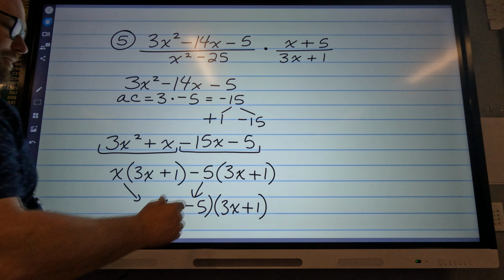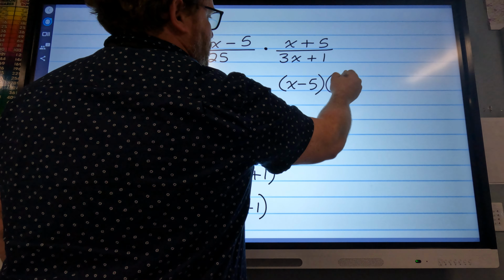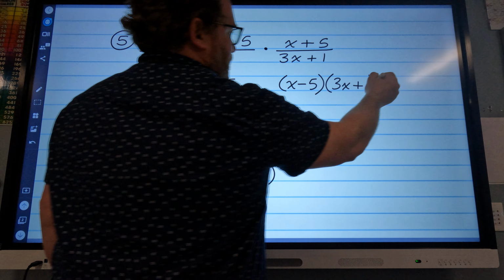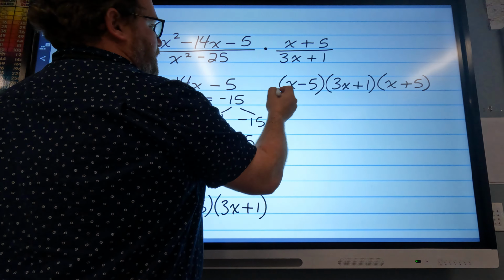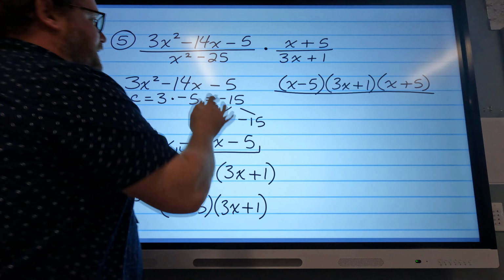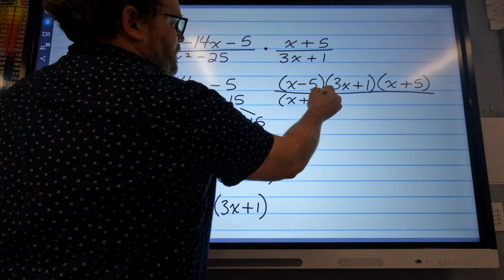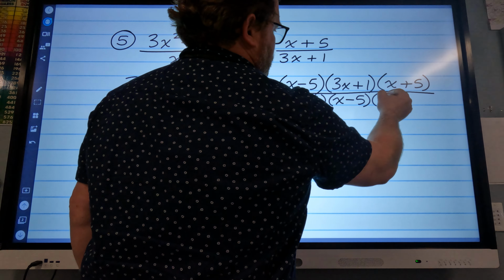And let's write this up here. So we have (x − 5) times (3x + 1). And we're going to multiply across by (x + 5). And on the bottom, we've got a difference of squares. So that factors to (x + 5) times (x − 5). And then we're multiplying by (3x + 1).